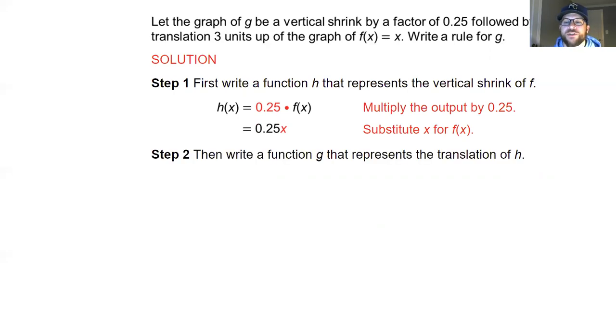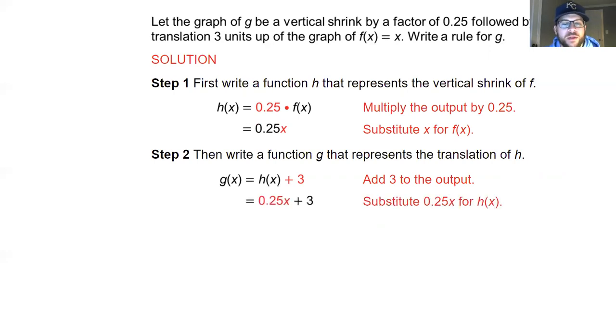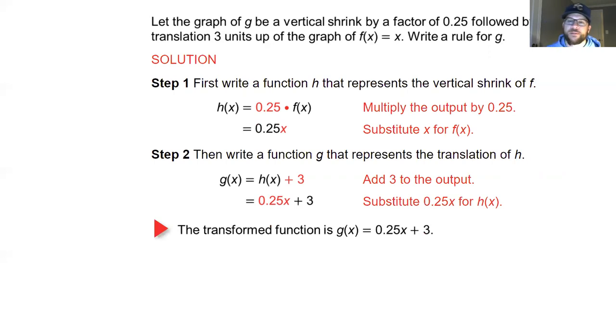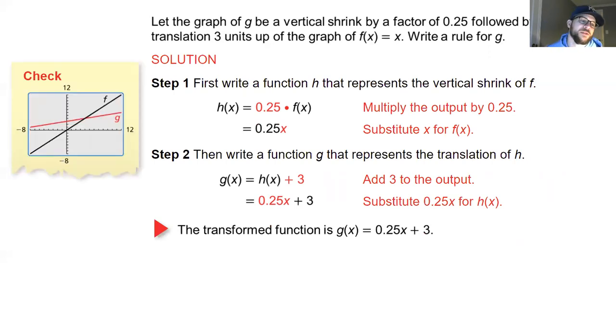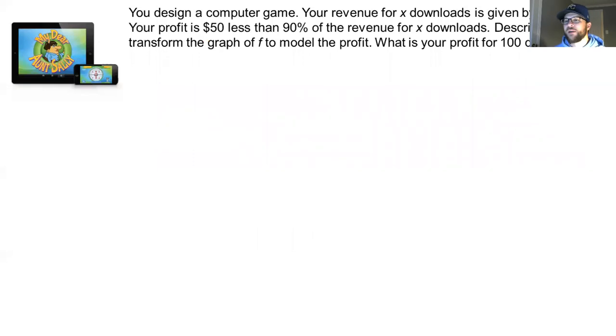Then you're going to write the function g that represents the translation of h. Your translation is just 3 units up, and since it is vertical, that means you are affecting the outputs of the equation. So you're just going to add at the end plus 3, and there's your new function, 0.25x + 3. That's what it looks like on the graph. If you're checking on the graphing calculator, your black f is just f(x) = x. And then your g is what it looks like when you vertically shrink by a factor of 0.25 and then translate 3 units up.